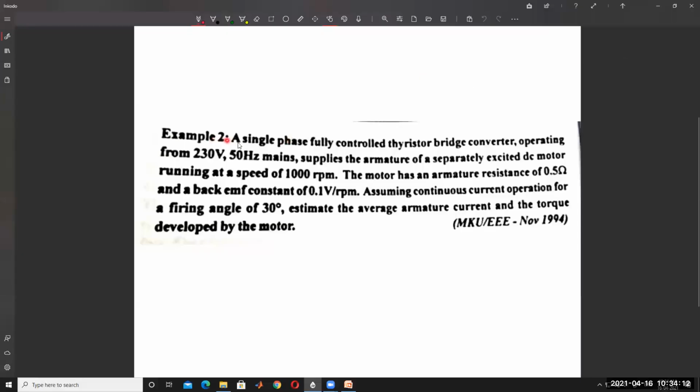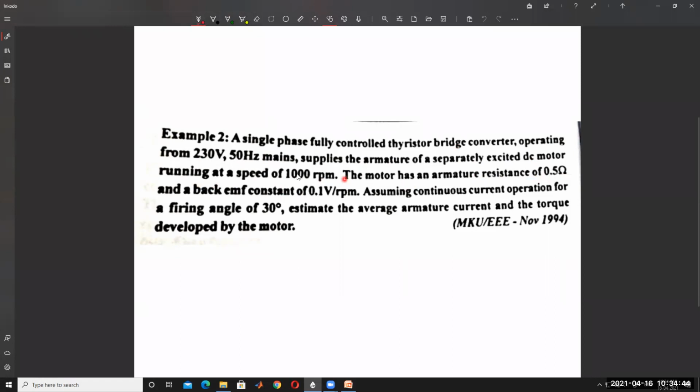Example problem, another example. A single phase fully controlled thyristor bridge converter. All of you write in your notes. A single phase fully controlled thyristor bridge converter operating from 230 volts, 50 Hz, supplies the armature of a separately excited DC motor running at a speed of 1000 rpm. The motor has an armature resistance of 0.5 ohms and a back EMF.